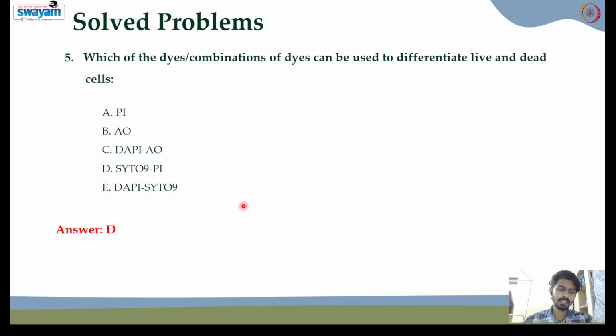And if you see option E, DAPI and SYTO9. DAPI, as we all know, can stain the nuclei, and SYTO9 can stain all the cells. So this combination does not differentiate between live and dead cells because it helps to stain all the cells in the nuclei. So it is also a wrong statement. So option D, SYTO9, helps us to stain the live cells by emitting green fluorescence, whereas PI helps us to stain the dead cells by emitting red fluorescence.